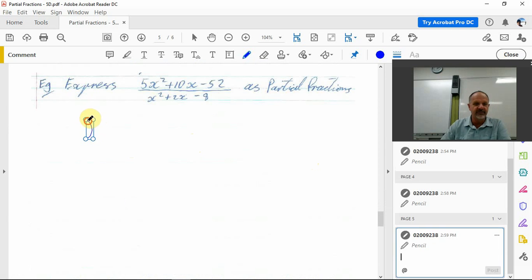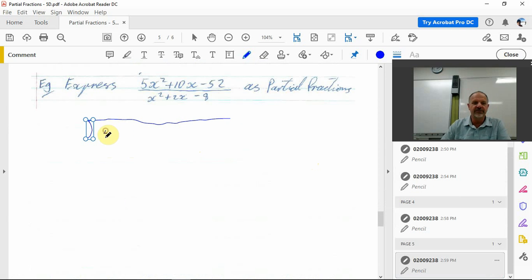If you're not overly confident with long division, and you're not sure about what's going on here, make sure you ask. Whoops, that's 52.